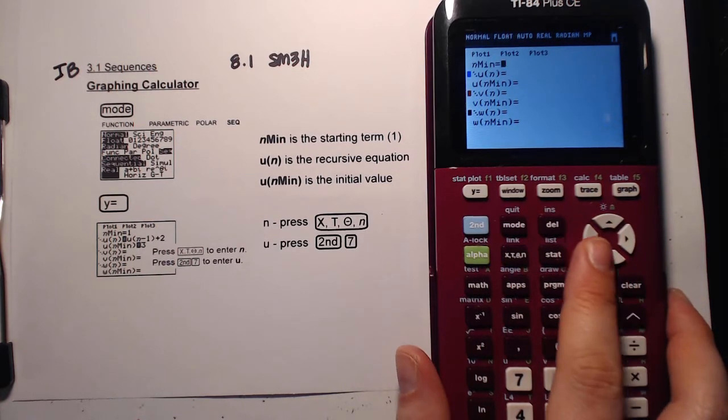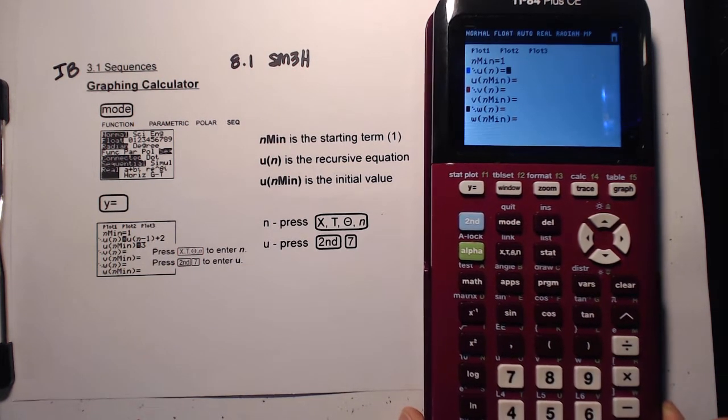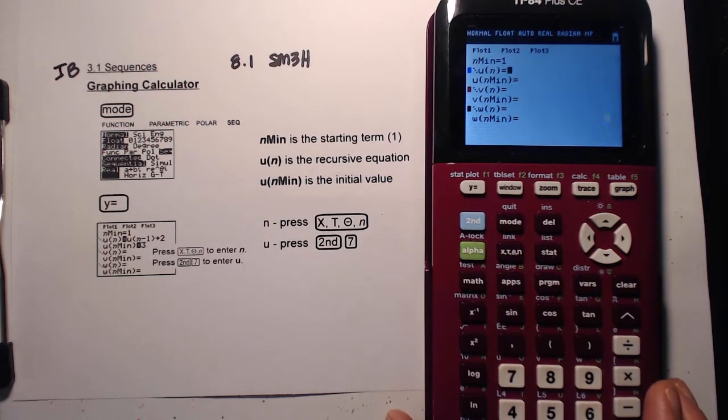This right here, this n minimum, that's telling you n is the term that we're looking at, not the value, but the term that we're looking at. So are we looking at the first term, the second term, the third term? So typically that's going to be 1 because you're looking at your first term. Then it's going to want the actual equation, so it's always going to be recursive.